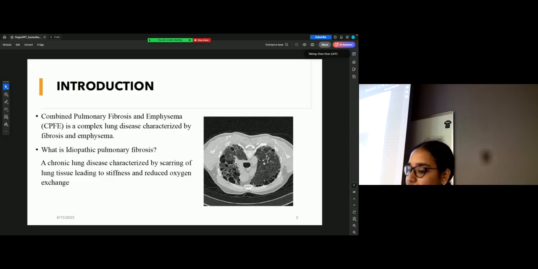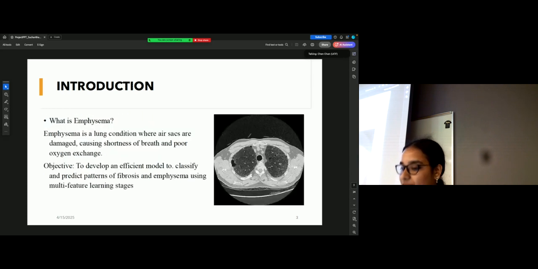Mostly fibrosis occurs due to aging and also due to reduced oxygen exchange. And then emphysema is a condition that occurs due to prolonged exposure to smoke or chemicals. Here in this CT sample you can see the air sacs elongated in the upper lobe. Both conditions may occur together, which is rare.